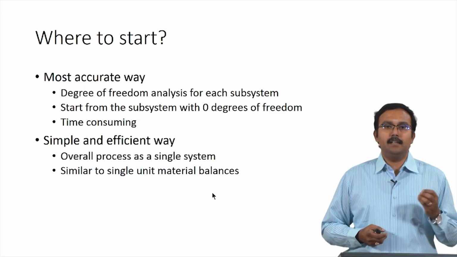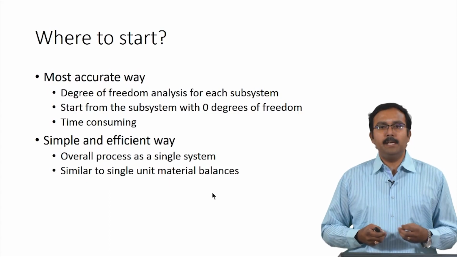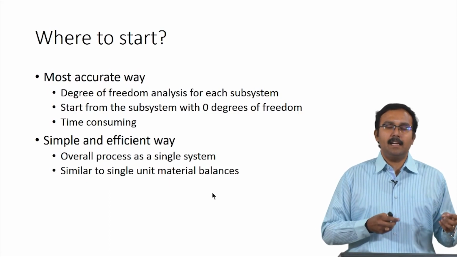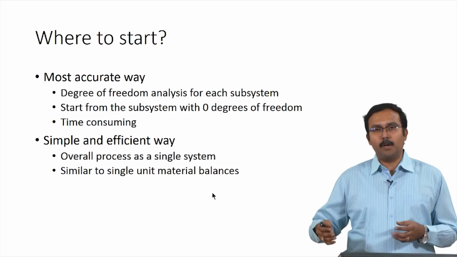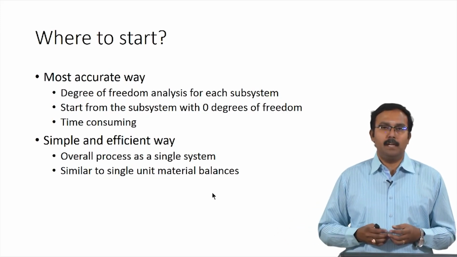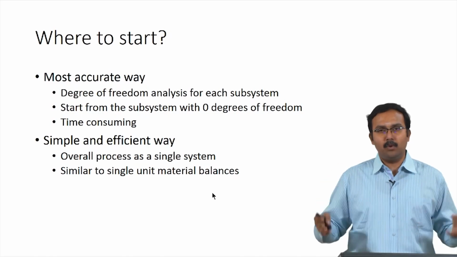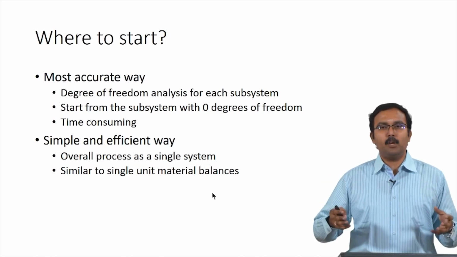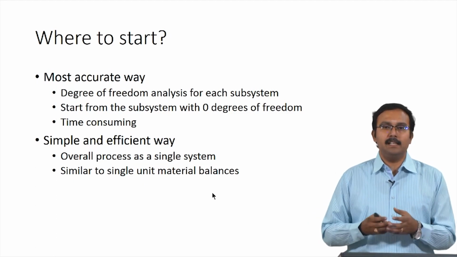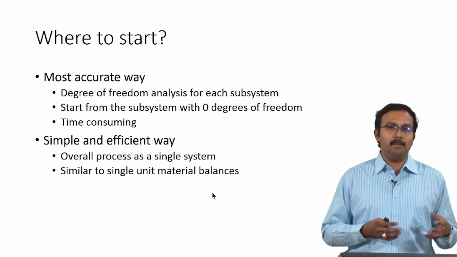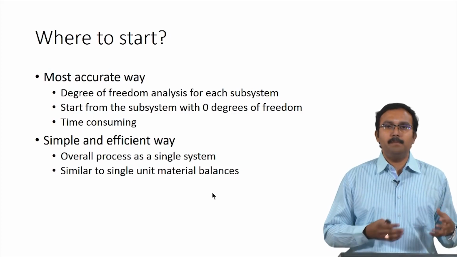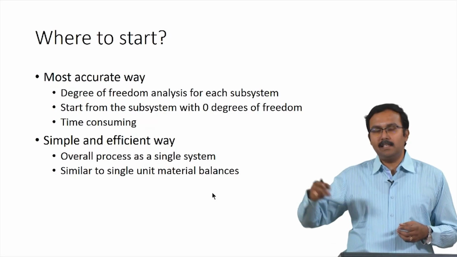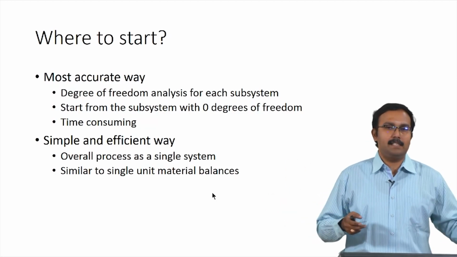So, instead a simple and more efficient way would be to start with the overall process as a single system and then continue with individual processes to perform the overall balances. When we consider this overall process as the single system, the entire process becomes like a single unit system, and the material balances performed will be similar to what we have done earlier. Another approach would be to start with either the final system or the initial system.